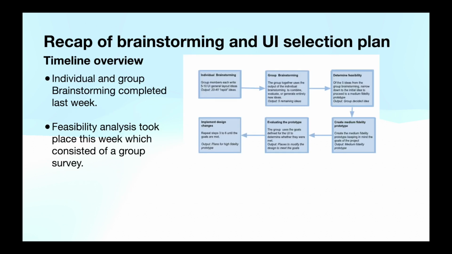To recap the brainstorming and user interface selection plan timeline, we first began with individual brainstorming activities in week 4 and 5. This resulted in the identification of 15 ideas that would proceed to the next step for further evaluation. With these 15 ideas, we performed a feasibility analysis using a survey that each of the 4 members of the group took. This aided in the group finding which priorities to focus on the most. The next steps in the design process are finalizing the medium fidelity prototype, evaluating the prototype, and implementing the design.